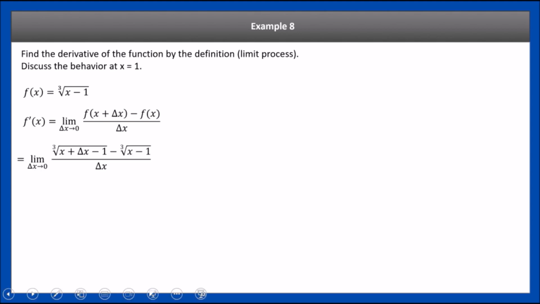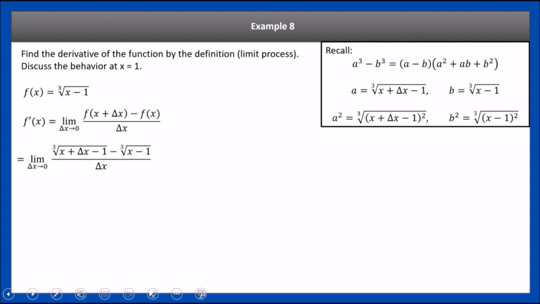If I do that, I get the original function with x plus delta x minus the original function. Now you might be wondering, how in the world are we going to get rid of the cube roots? We got rid of the square root by multiplying by the conjugate, but multiplying by the cube root is a little bit more complex. So I want you to recall a few formulas. Recall the difference of cubes formula: a cubed minus b cubed is a minus b times a squared plus ab plus b squared. How is this going to help us?